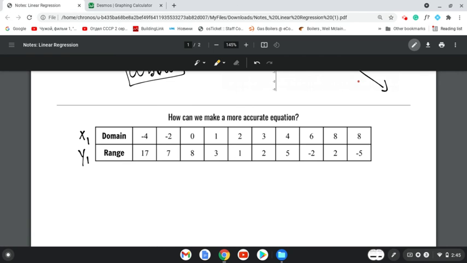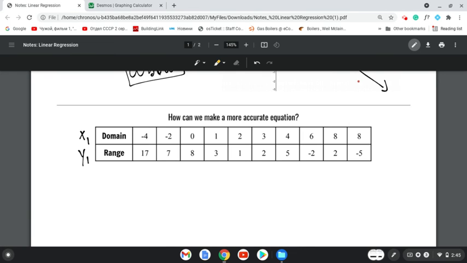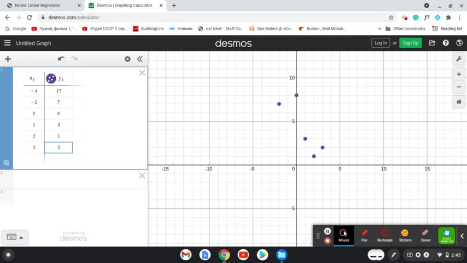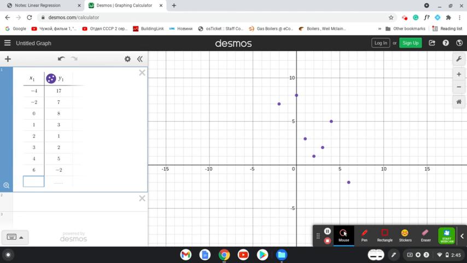And then I have 2, 1, 3, 2, 4, 5, 6, -2, 4. And notice that it's automatically plotting the points for me, so it's really handy and quick. The last two are 8, 2, 8, and -5. This is my whole scatter plot.